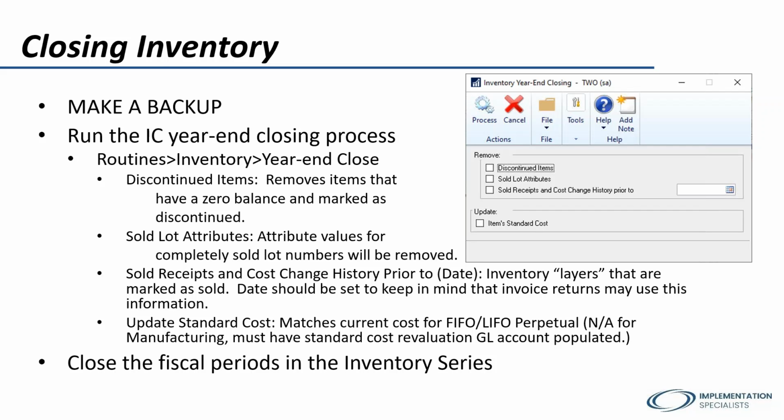So this screen that you're seeing here is what the inventory year-end closing screen looks like. You do have three options here: remove discontinued item, remove sold lot attributes, and remove receipts and cost changes.